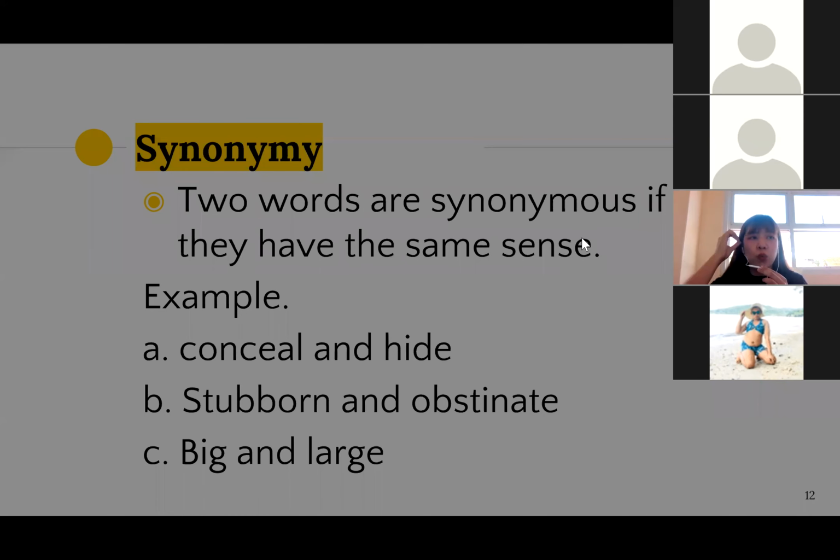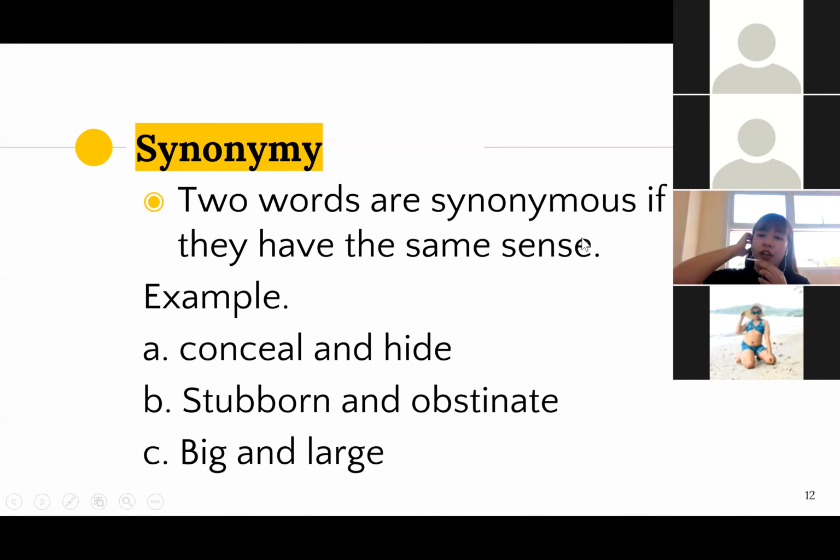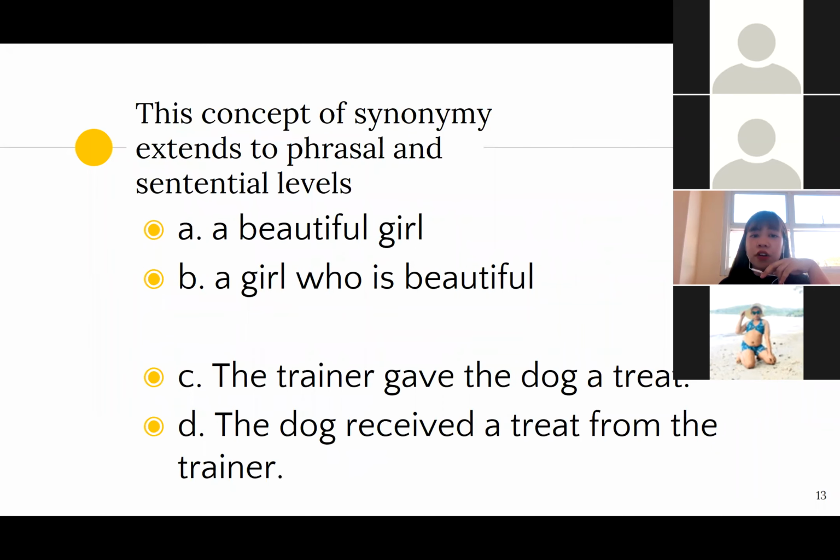For synonymy naman, 2 words are synonymous. I know you are familiar already. 2 words are said to be synonymous if they have the same sense or meaning. For example, you have there conceal and hide, stubborn and obstinate, big and large. So aside from that, synonymy or synonyms extends to phrasal and sentential level as well.